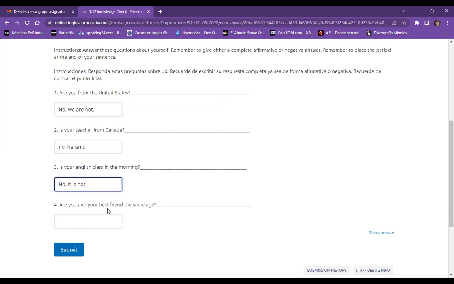Are you and your best friends the same age? No, we aren't. Okay, in this one I will change it to no, I'm not, because the book chose an error if I left it like that.